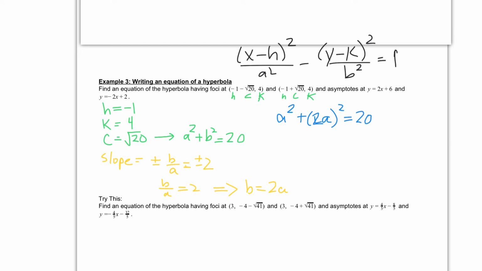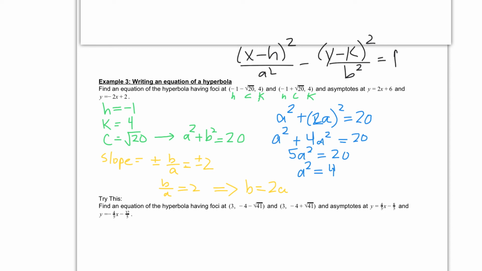If I solve this, I get a squared plus 4a squared equal to 20. Then I can combine my a squareds together to get 5a squared equal to 20. Divide both sides by 5. We get a squared equal to 4.